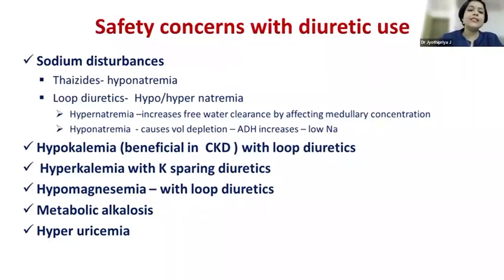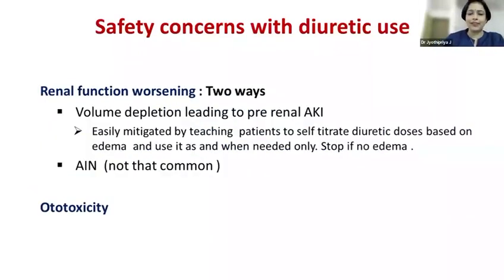Then hypomagnesemia is seen predominantly with loop diuretics, and to some extent is also seen with thiazides, especially with high doses of loop diuretics. Then metabolic alkalosis and hyperuricemia are other issues which we face. But in clinical practice, one of the most important things we face is worsening of renal function. When we start diuretics for a patient, of course, there will be some elevation of creatinine. We say it is like a diuretic-induced permissive hypercreatinemia. So some elevation is acceptable, but there can be severe worsening as well.